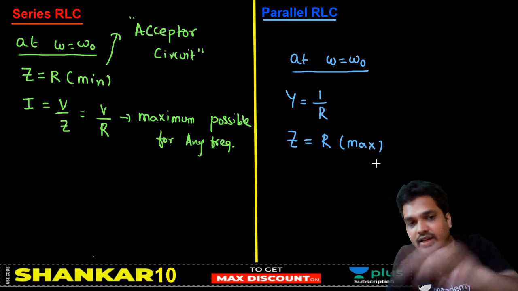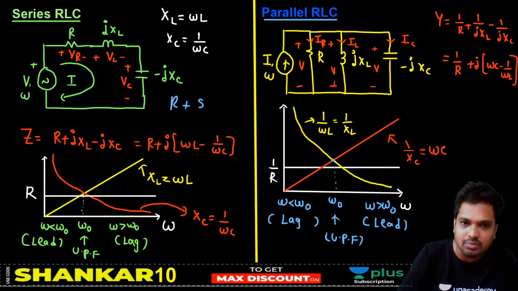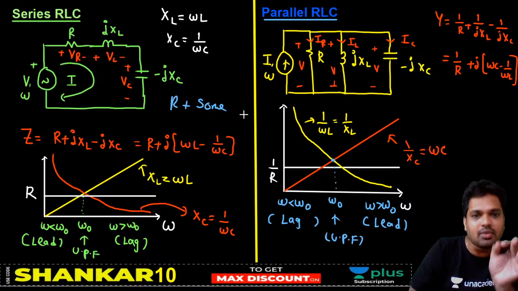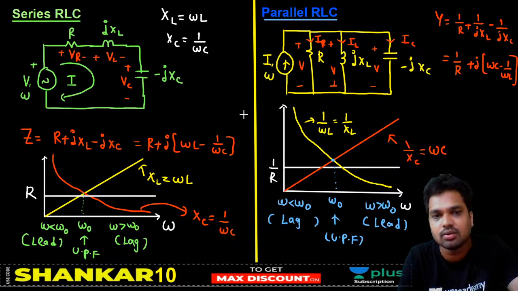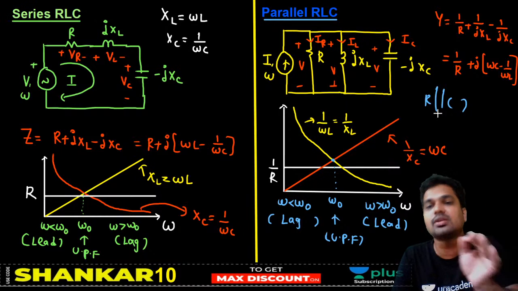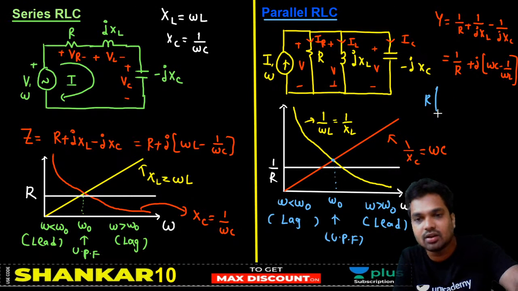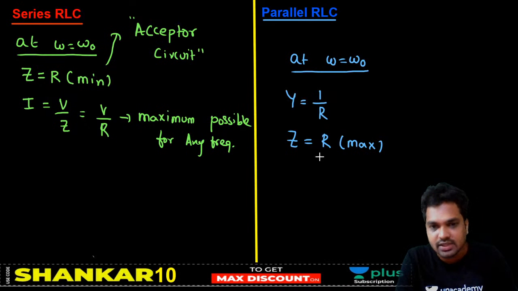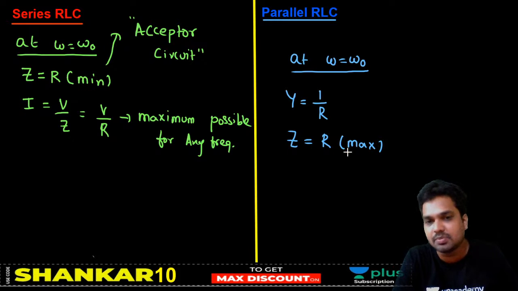Listen carefully, my dear friends. In the series RLC circuit, impedance is R plus something, so the minimum possible value is always R. But here it is R in parallel with something, and the maximum value possible is R. You will not get more than R in any case. This is the maximum possibility for the parallel circuit and the minimum possibility for the series circuit. That is the meaning of impedance becoming minimum or maximum here.